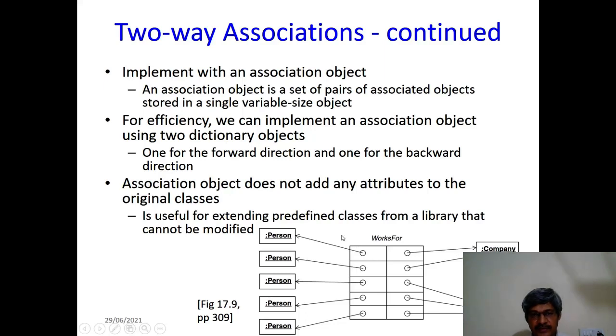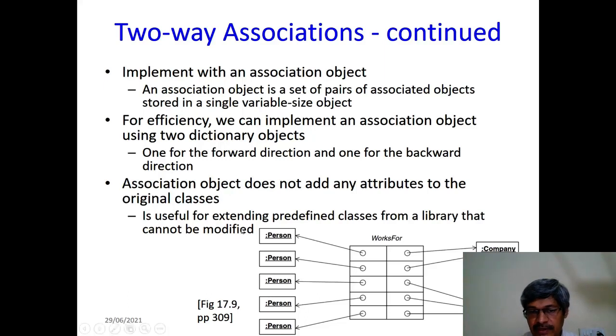For efficiency's sake, we can implement an associated object with two dictionary objects. Dictionaries are also key-value pairs, the way we have seen maps in Java's implementation. Java also has dictionaries, so you can use them for key-value pair storage. In this way, one object is used for the forward direction, another object is used for the backward direction. So there is an associated object with two dictionary objects like this one. The good thing about this approach is that the association object does not add any attributes to the original classes. This is the very good thing about this one.